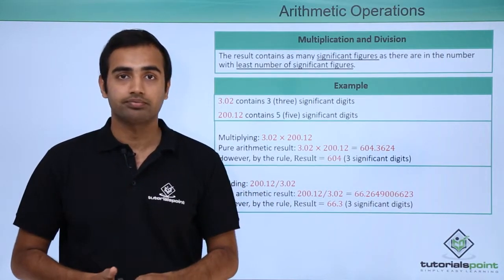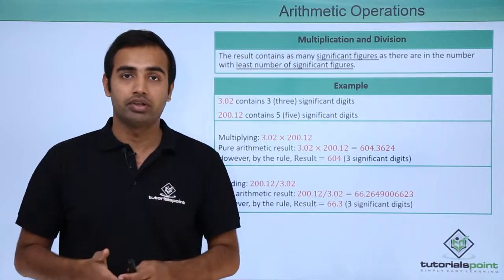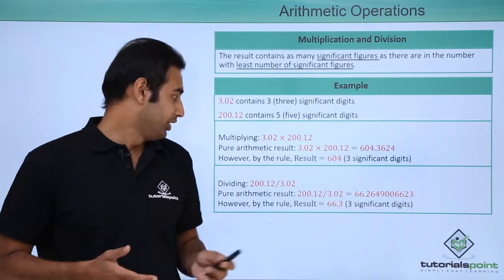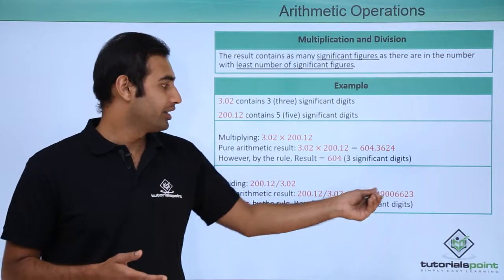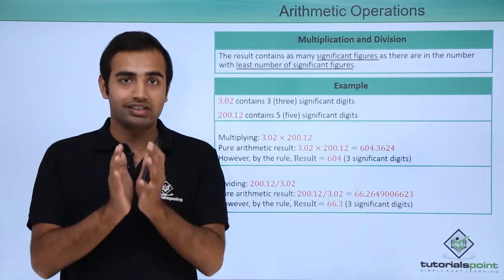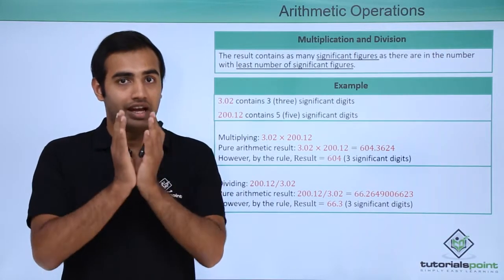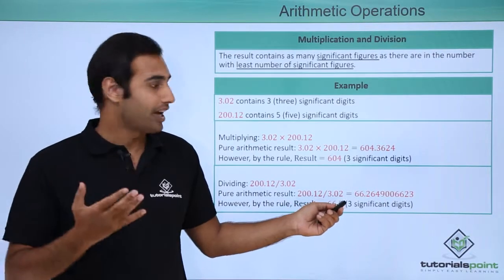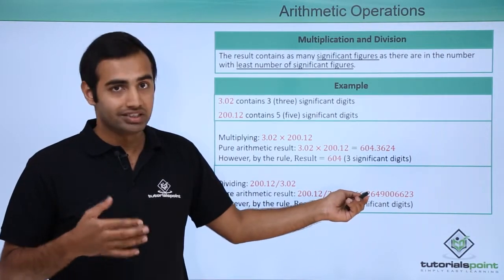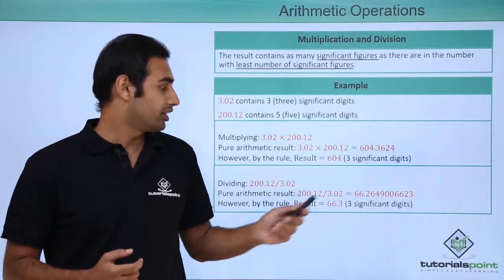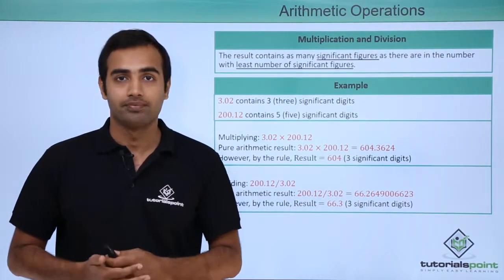Now, taking one more example of division, if I divide 200.12 by 3.02, in that situation, the result I obtain is this large number over here. But once again, the final result can only have 3 significant figures and my answer will come out to be 66.3, because if I carry out the rounding up to 3 significant figures, the first insignificant digit is more than 5 and the rounded answer will be 66.3.